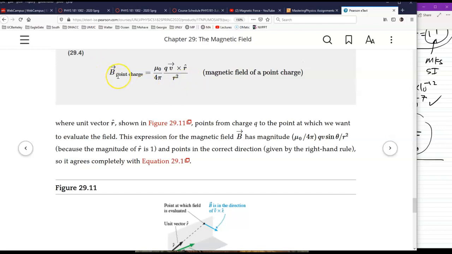But remember, magnetic field does not come out unless the charge is moving. This is the very important aspect of it. The charge has to be moving in order for the magnetic field to come out. So, all right.